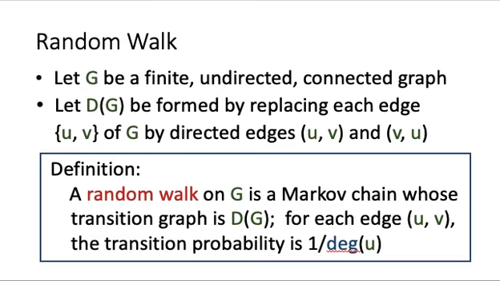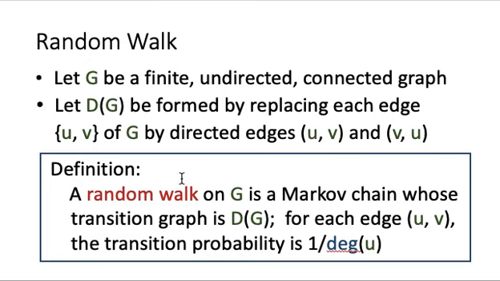Finally, we will talk about random walk on the graph. So let G be a finite, undirected, and connected graph. Based on this undirected graph G, we will make some changes so that we are going to make this directed. So what we are going to do here is that we are going to replace each of the edge UV of G into two directed edges UV and VU.